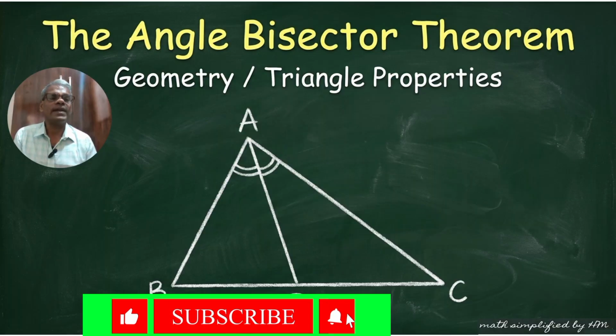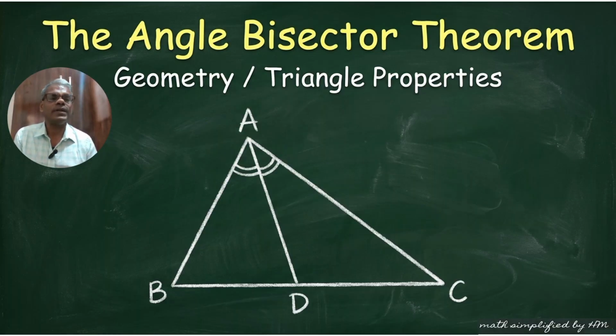Today we are looking at a truly elegant property of a triangle, the angle bisector theorem. If you have ever wondered how bisecting an angle affects the opposite side of a triangle, this is the video for you. Let us jump right in and prove it mathematically.